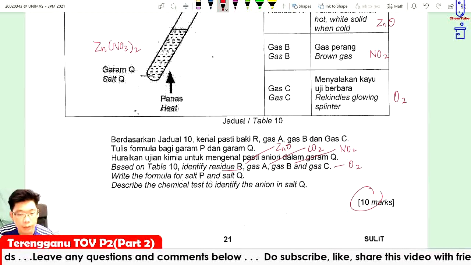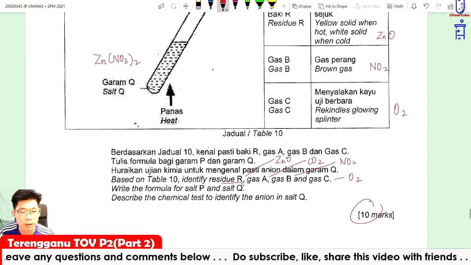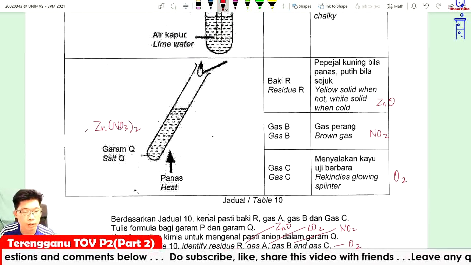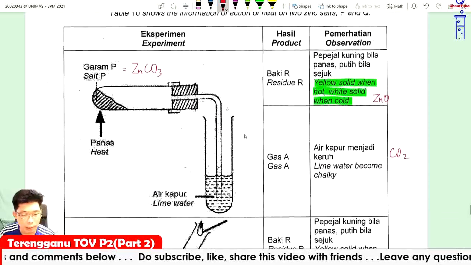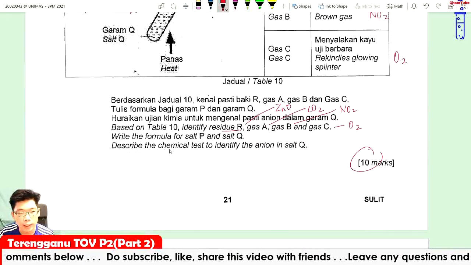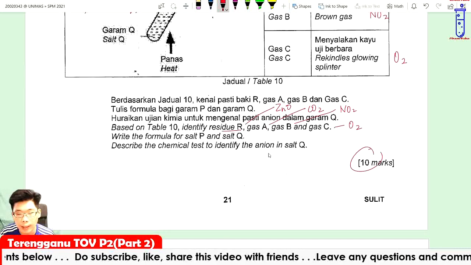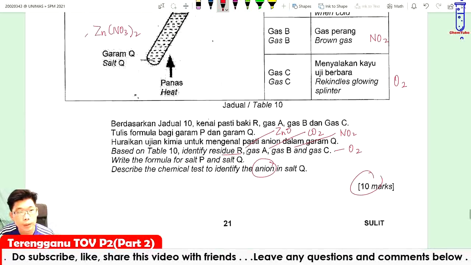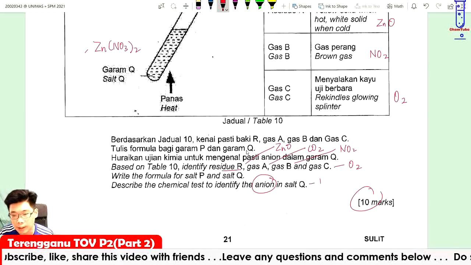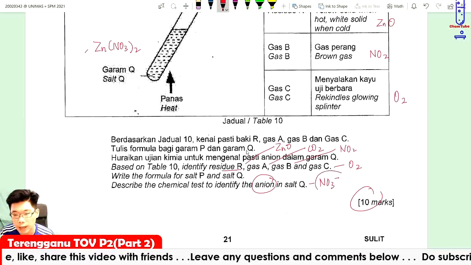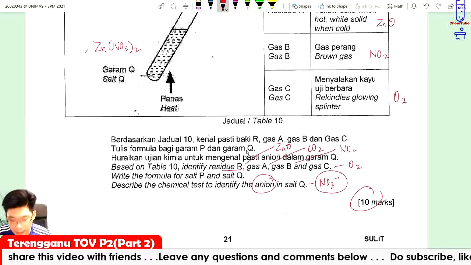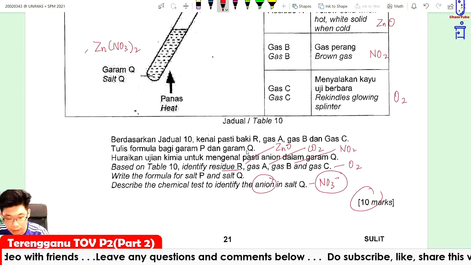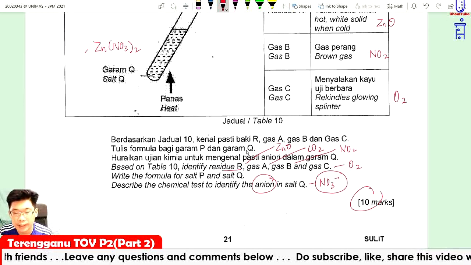Write the formula of the salt P and salt Q. Okay, so salt P and salt Q already given. So this is salt Q, this is salt P, the formula. Okay, now describe the chemical test to identify the anions in the salt Q. So salt Q is nitrate, okay, nitrate ions. So how are we going to test the nitrate ions? Okay, so it is the brown ring test.